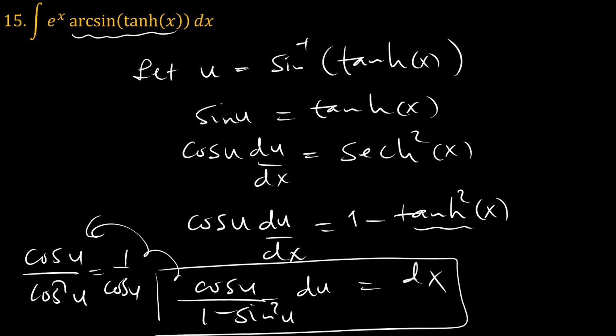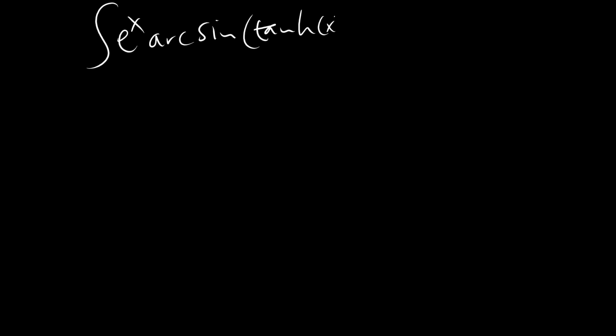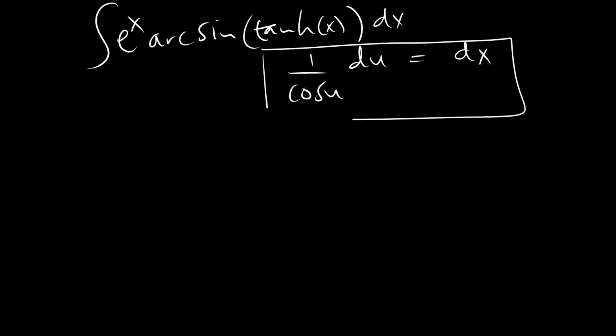Okay, so let's see how. So our problem, e to the x arc sine of, and we saw that 1 over cosine of u du would be equal to that. Then let's see. So another crucial part is what is e to the x. So we want to express that.